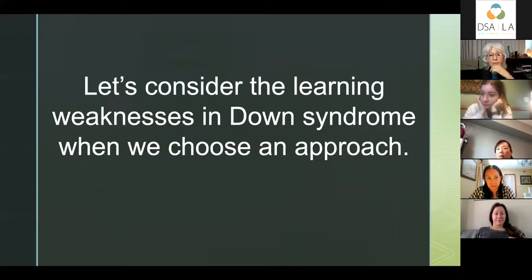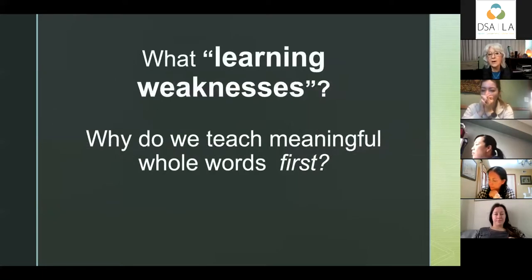So what are we gonna do? Let's consider the learning weaknesses in Down syndrome when we choose an approach. All we care about is how our kids most easily learn to read. I don't care what the accepted method is in a school. If it's not working for my child, I'm out of here with that. All right, here we go. What learning weaknesses am I talking about? And why do we teach meaningful words first and then analytic phonics, not synthetic?